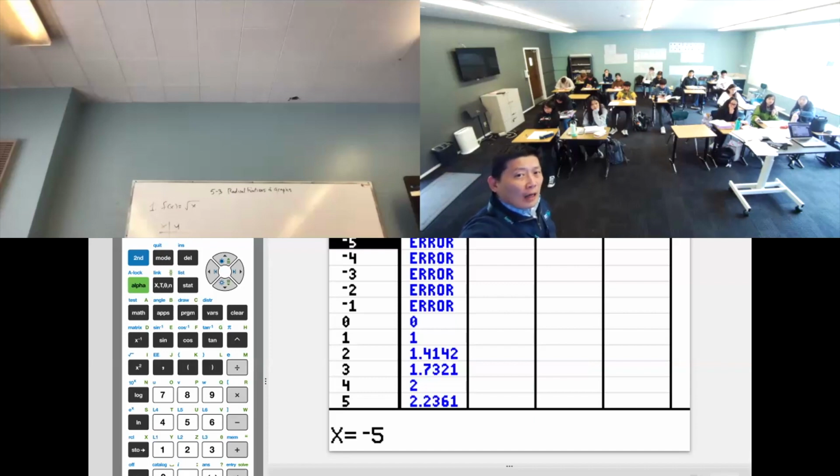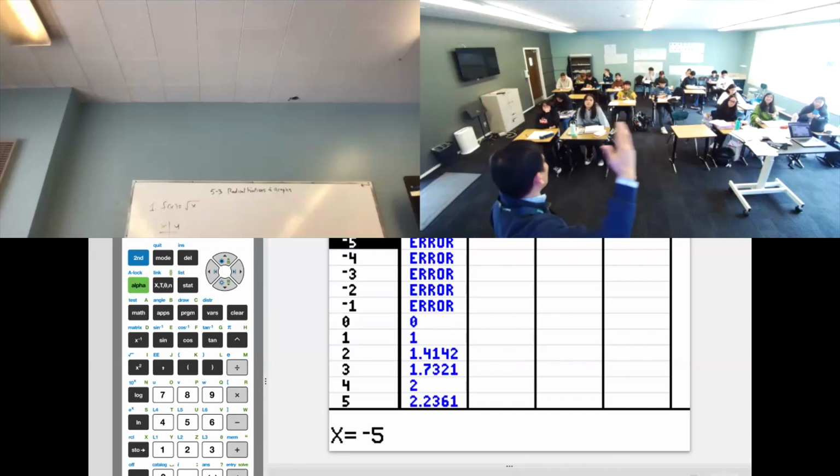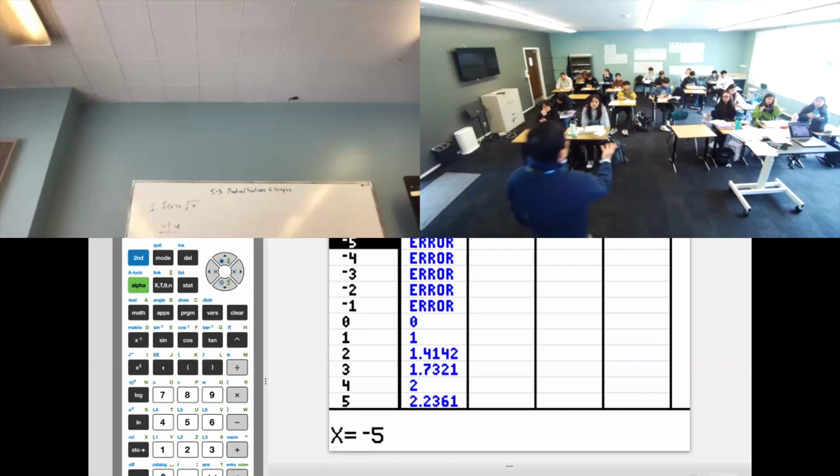Tell me, what happened? Why are these errors over here? Why do we have errors right here? Yeah. Because you can't square root a negative. You cannot square root -5. You cannot square root -1. That's right. So their mathematical values are what we call the imaginary numbers, but they're not real numbers. And graphs, you can only graph real numbers.